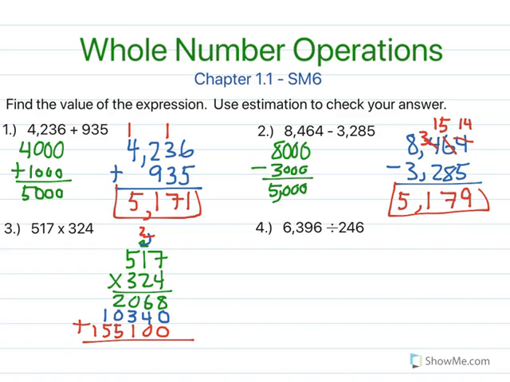Order really helps you. So I'm going to add. I have 8 plus 0 is 8. 4 plus 6 is 10. Carry the 1. 1 plus 3 plus 1 is 5. 2 plus 5 is 7. 5 plus 1 is 6. And then 1. So I have 167,508. All right? And again, I could estimate by multiplying 500 by 300.